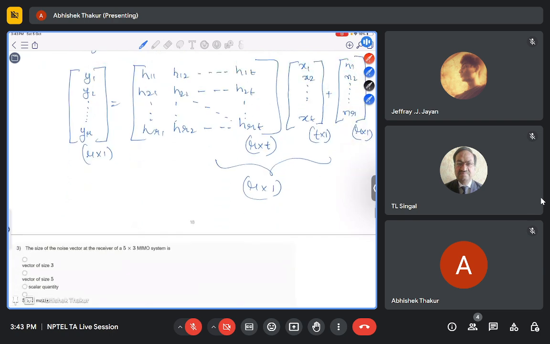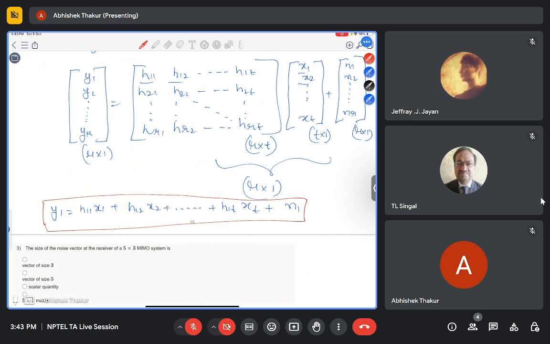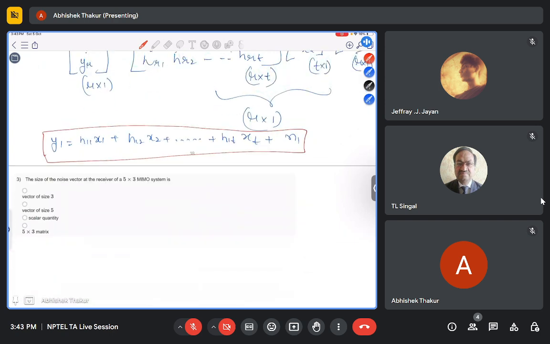And for Y1 we can write Y1 is equal to h11 x1 plus h12 x2 plus so on, h1T xT plus noise n1. In this way we can write the equation for the received symbol Y1.